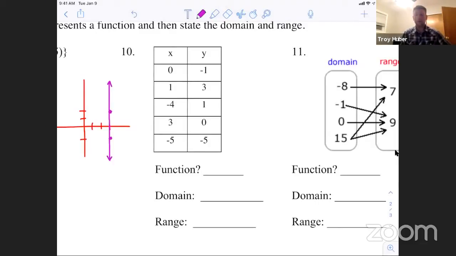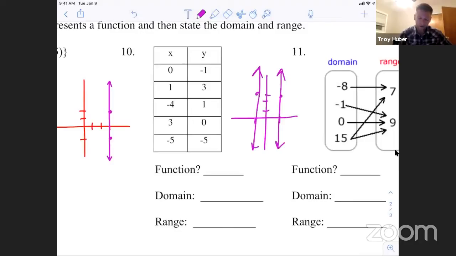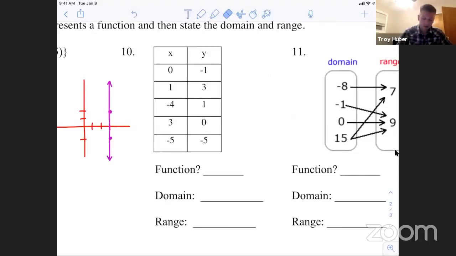But if you do repeat in your Y values, that's okay. Because that would be like saying you have 1, 3, and negative 1, 3. So vertical line, they both only hit 1 point. So that's all right. So we can repeat Y's, but not X's. Is this a function? Yes.